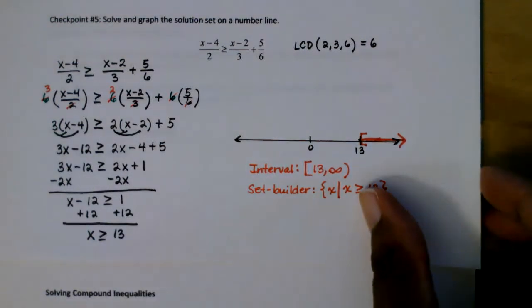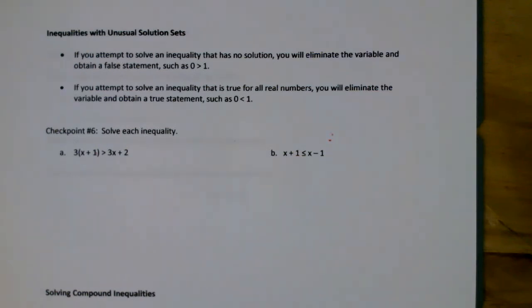All right, next we'll look at inequalities that have unusual solution sets. Because sometimes these inequalities will have solution sets that are either the set of all real numbers or no solution. If you attempt to solve an inequality that has no solution, you will eliminate the variable and obtain a false statement such as 0 is greater than 1. Or if you attempt to solve an inequality that is true for all real numbers, you will eliminate the variable and obtain a true statement such as 0 is less than 1.